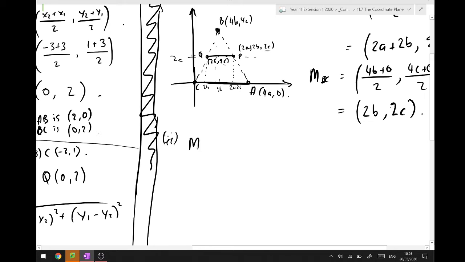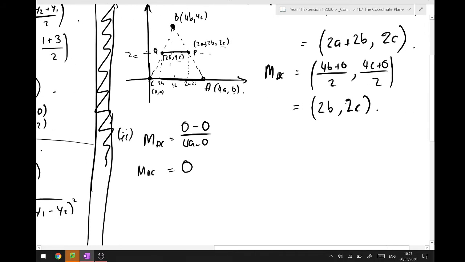So M of AC is equal to the difference in the y's over the difference in the x's. So the difference in the y's is 0 minus 0, which is 0. And the difference in the x's, well, it doesn't really matter because my gradient's going to be 0, but it's 4a minus 0. 0 divided by 4a is just 0. So the gradient of AC is equal to 0.